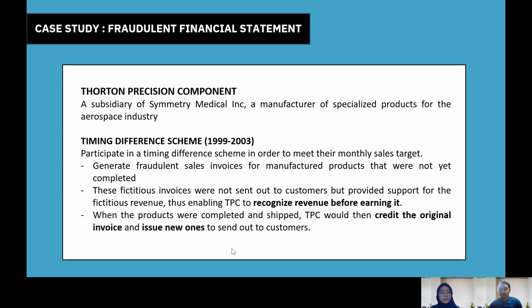This company is a subsidiary of Symmetry Medical Incorporation, which is a manufacturer of specialized products for the aerospace industry. What this case study tells is that Total Precision Company, or TPC, participated in a timing difference scheme in order to meet their monthly target. They did the timing difference scheme that Aishah explained above, to achieve their monthly sales target.